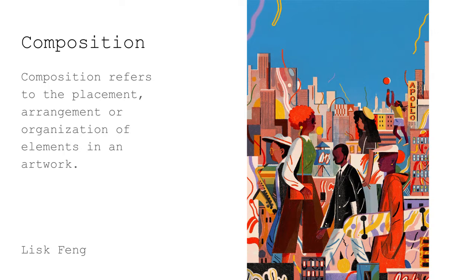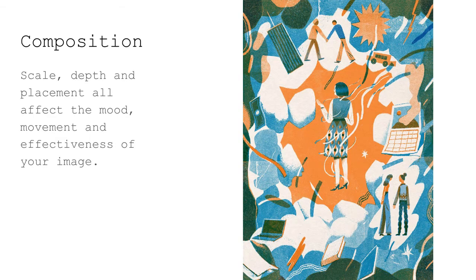So composition refers to the placement, arrangement, or organization of elements in an artwork. Basically, the format of the illustration is the composition. Scale, depth, and placement all affect the mood, movement, and effectiveness of your image. So all of the elements in your image help to create a certain arrangement.